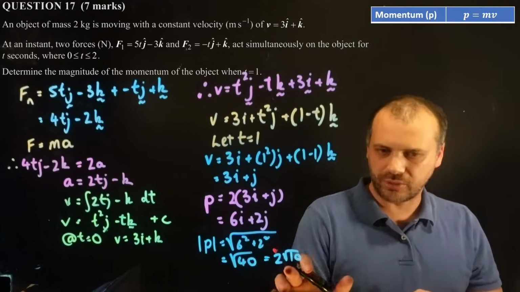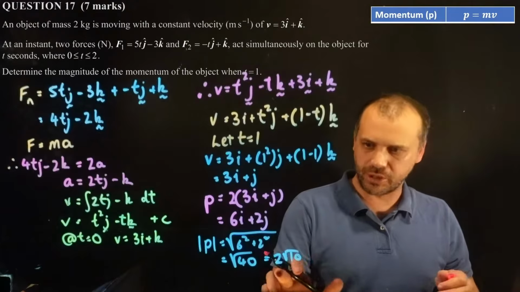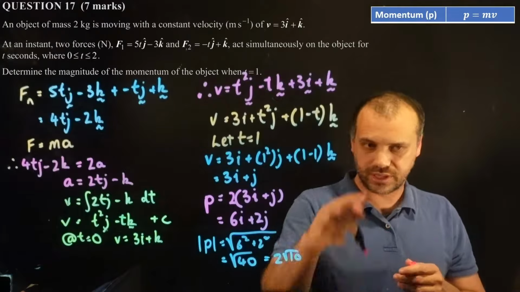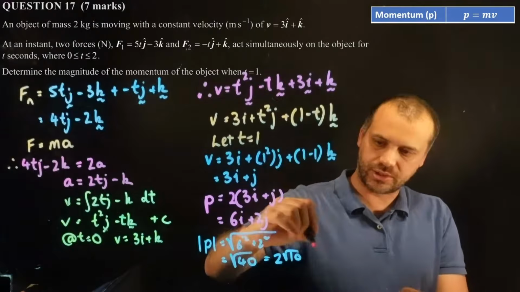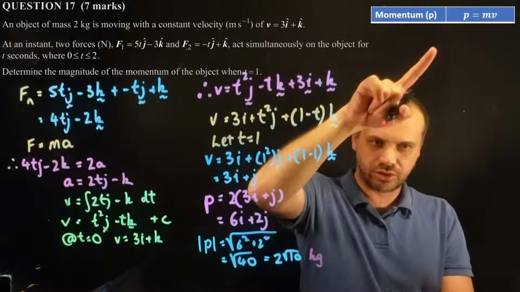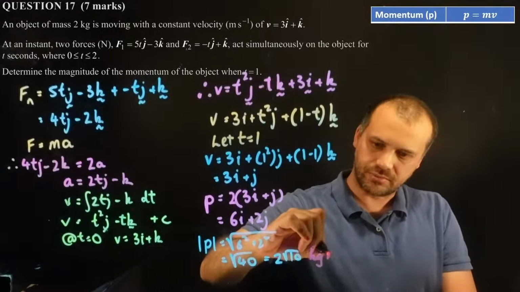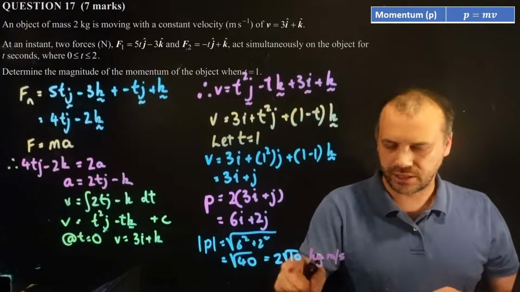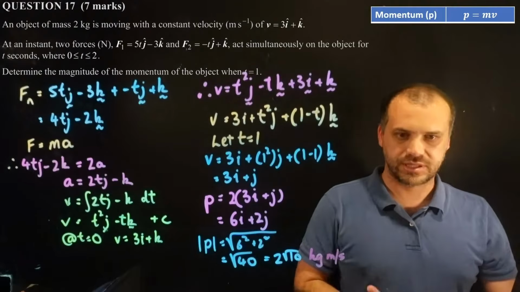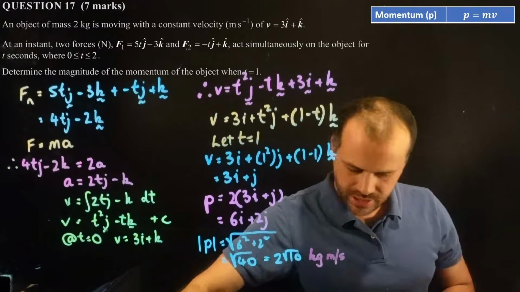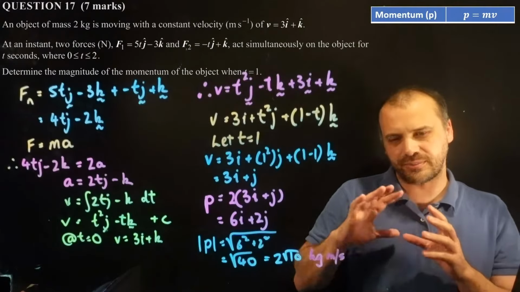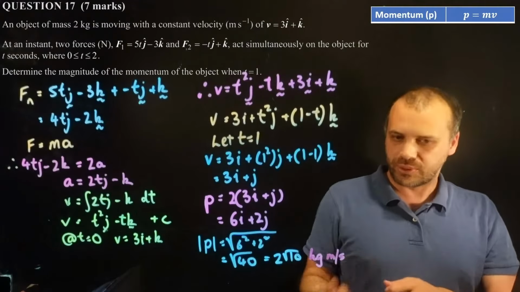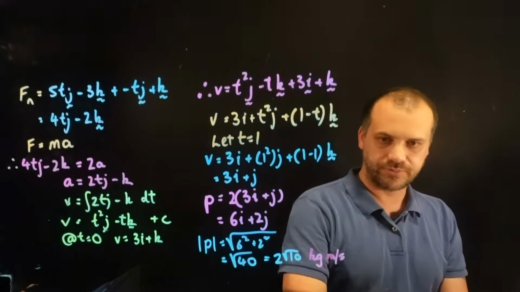And you might wonder, oh, hang on, momentum, what are the units for momentum? Look at the formula and it tells you what the units are. It's mass, so it's kilograms times velocity, meters per second. Momentum, 2 root 10 kilogram meters per second. Fun little question here, a little bit in it, and probably not immediately apparent what you should do with it, but once you get stuck into it, it's a fun one.